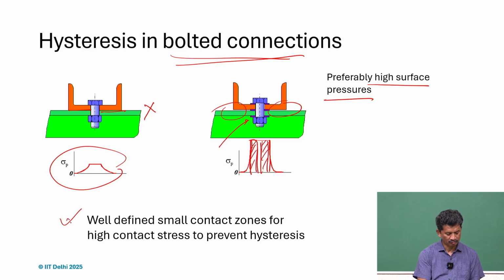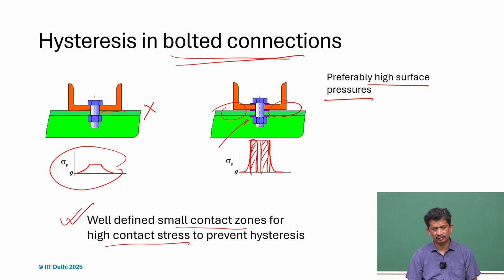So with well defined small contact zones for high contact stresses, and definitely if we have this kind of thing, we can prevent hysteresis, and thus we can achieve better precision.